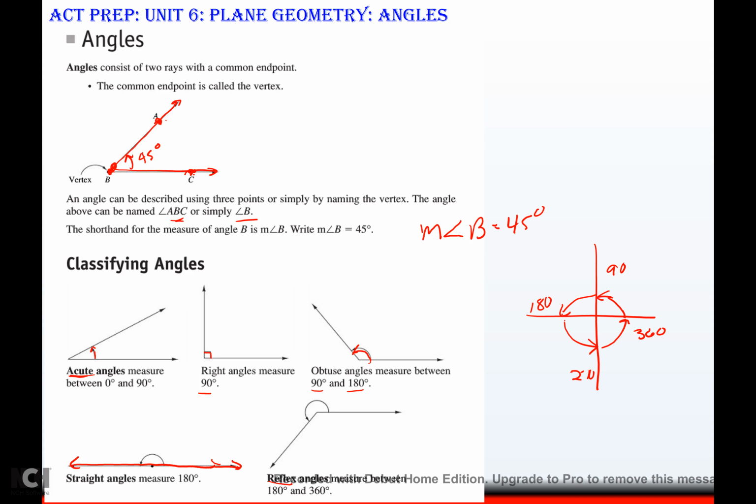So anything over 180 between any angle down here, like you'd start with, let me draw for you. If this was my beginning ray, anything over here would be reflex. This angle would be reflex. This angle from here all the way around would be a reflex angle. So anything more than 180 and less than 360 is called a reflex angle.